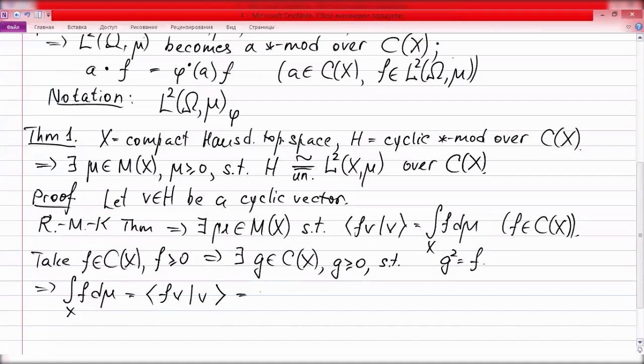Now we replace f by g squared. And we use the axiom that the involution on C of X is compatible with the inner product. So g is non-negative, in particular it is self-adjoint in C of X. And we can now write this in the following form by using the fact that g star equals g. And this is obviously non-negative. So we conclude that the integral of each non-negative continuous function with respect to mu is non-negative. Now it's a simple exercise in measure theory to show that mu is non-negative.